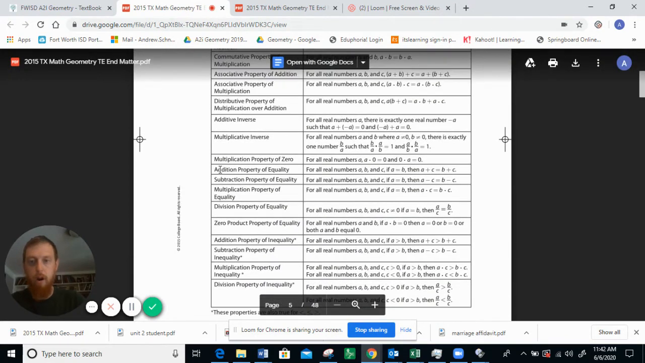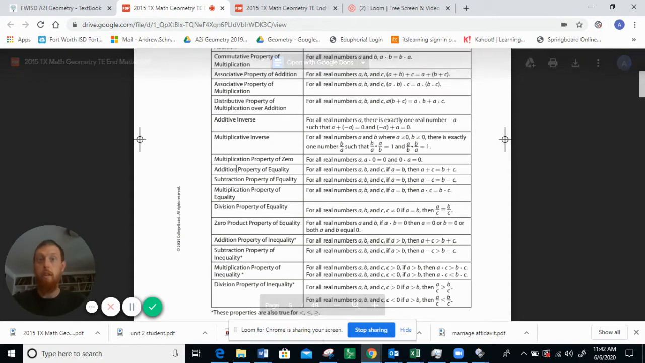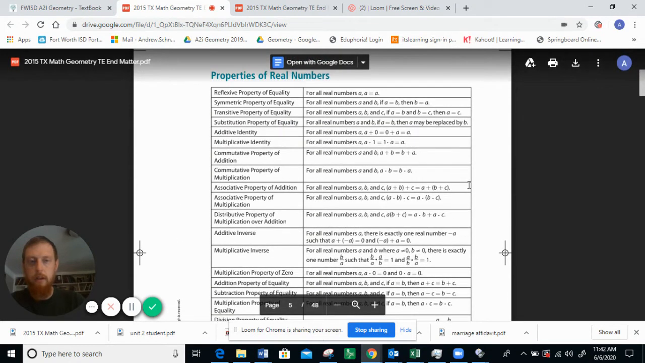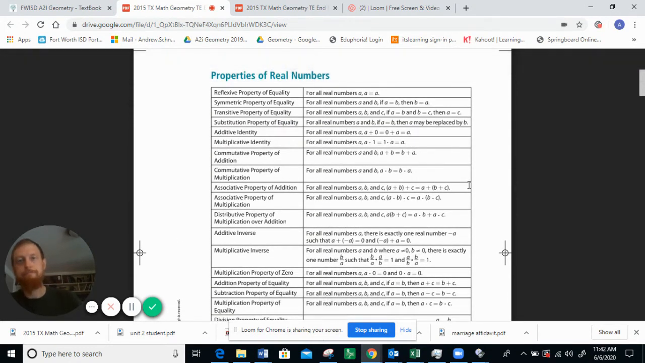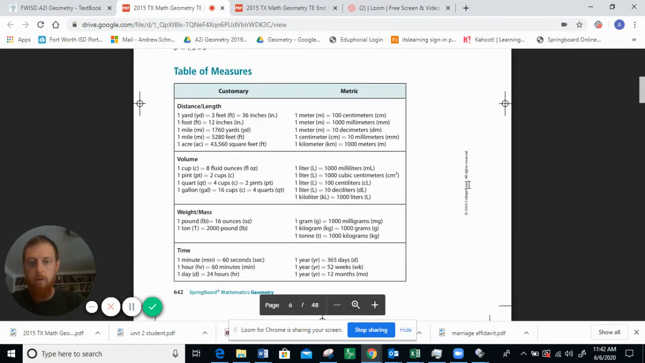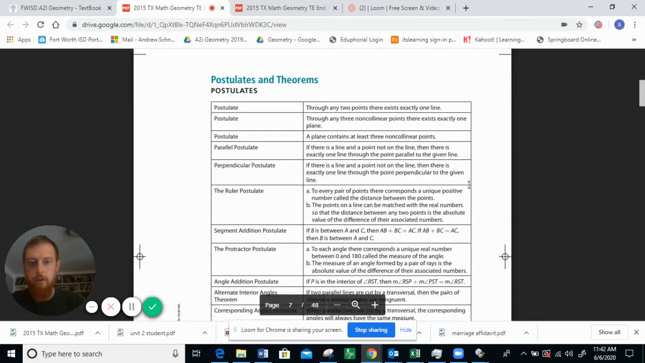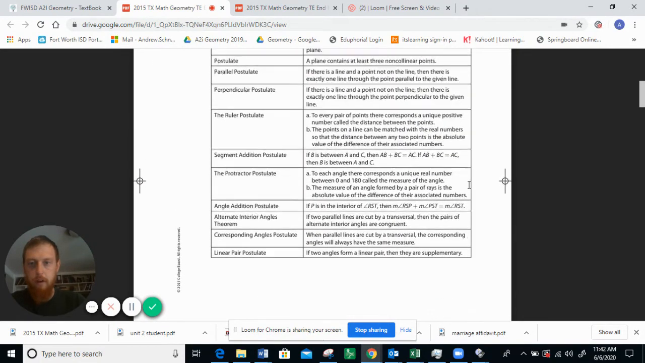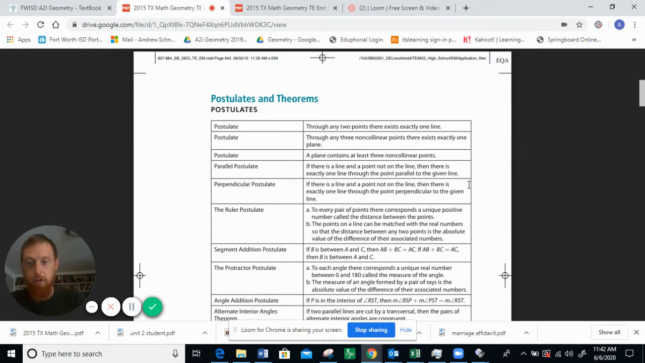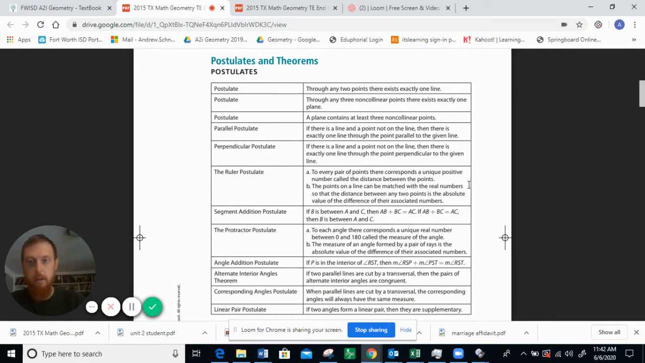Here are all our properties of equality, where doing the same thing to both sides of an equation keeps the value of the equation the same. So this can be helpful as a resource to have all your properties in one place. Then if you scroll down to page 643, here's a list of all the postulates and theorems that we're going to use in this class.